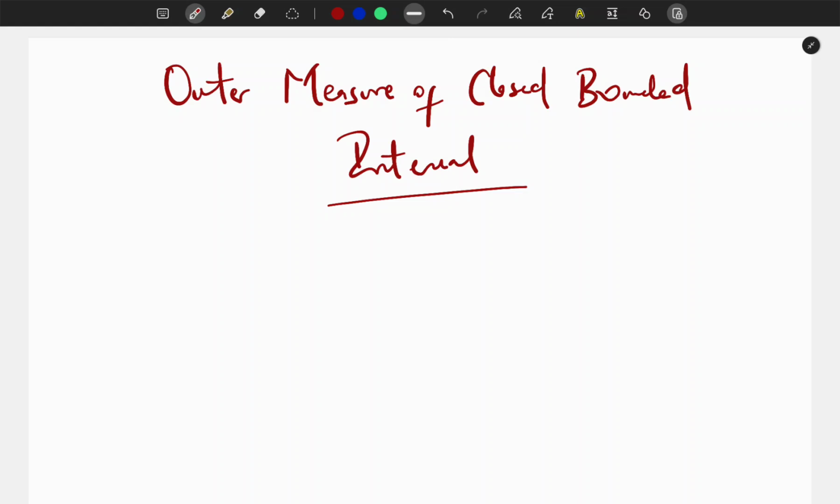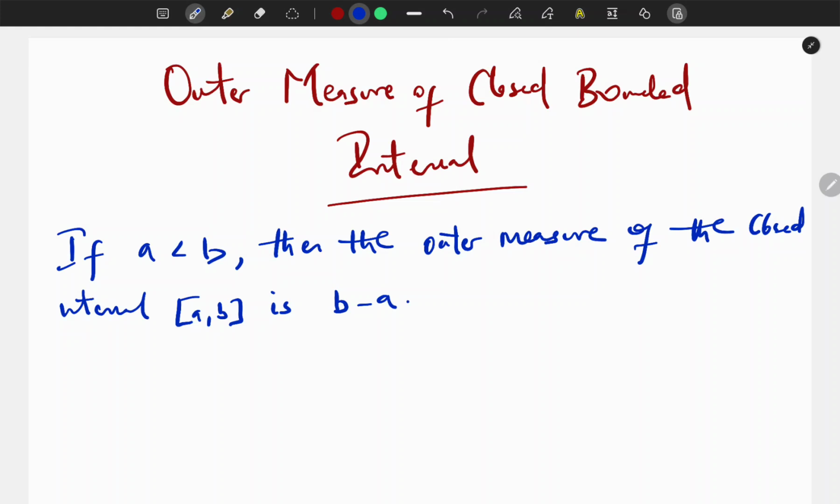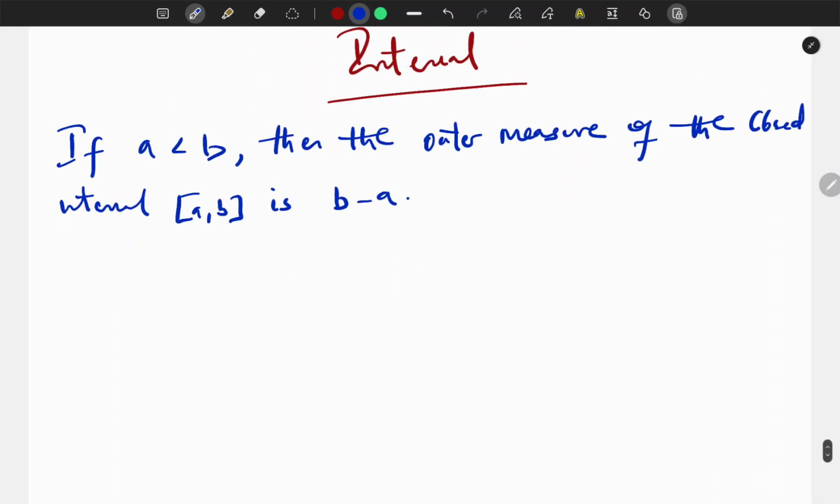One more good property of outer measure that we should prove is that if A is less than B, then the outer measure of the closed interval A comma B should be B minus A. So this is what we are going to prove in this video.